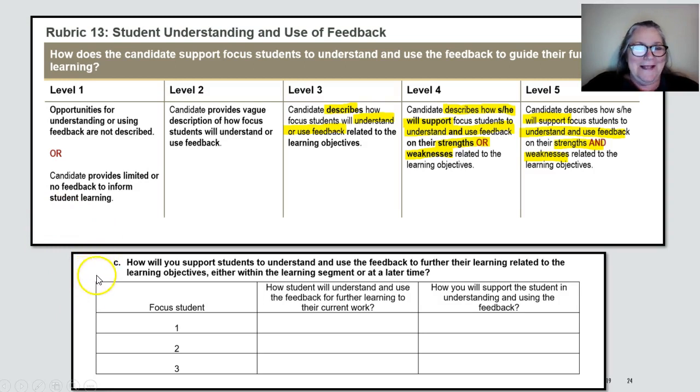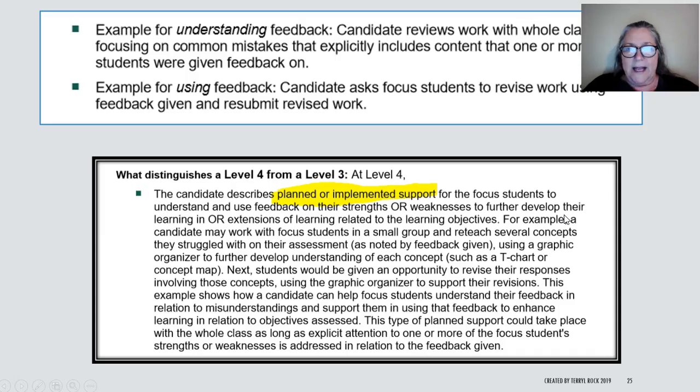Anyway, how will you support students? Here, this person is showing how you take each student. How will the student understand and use feedback for further learning on their current work, and how will you support? I think this will get you up to a level 3 or 4, but it's not a 5, because to do a 5 you have to really talk about those strengths and weaknesses. So I came up with something else that we'll look at in just a minute.